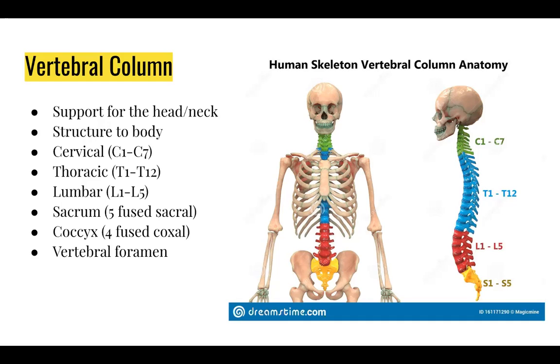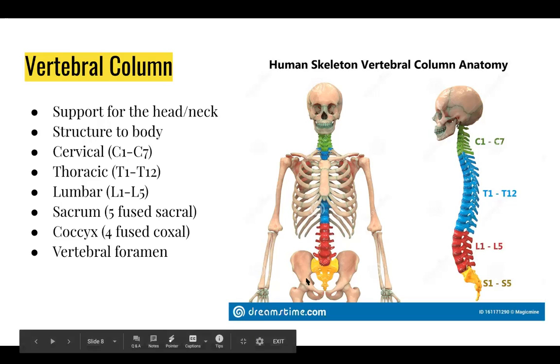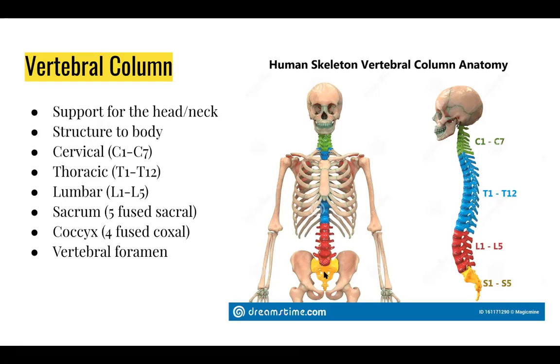And then you have your sacrum, which is 5 sacral bones fused together, and they're kind of down here within your pelvis. And you have your coccyx, which is 4 fused coccygeal bones.